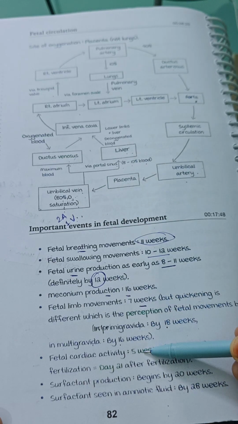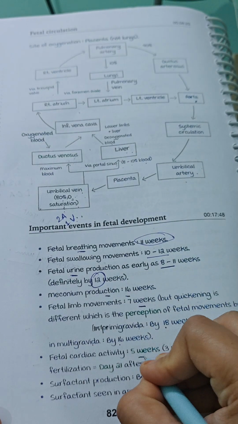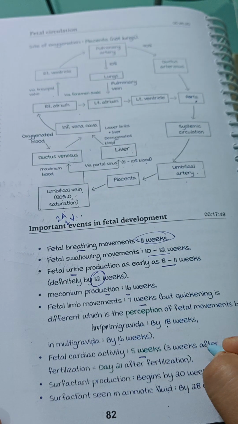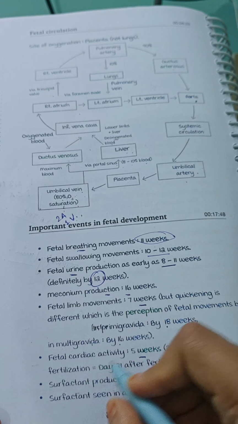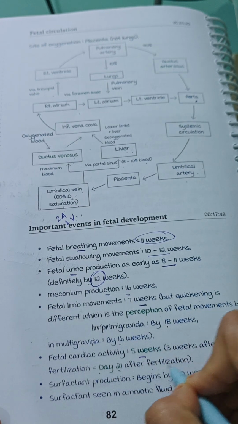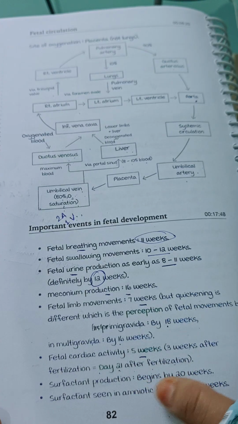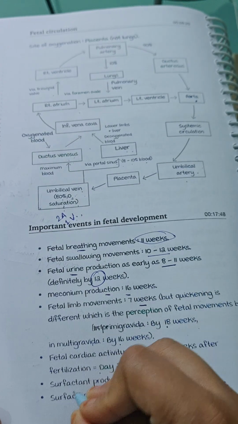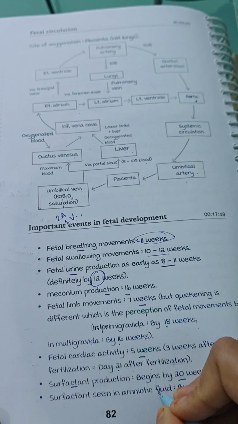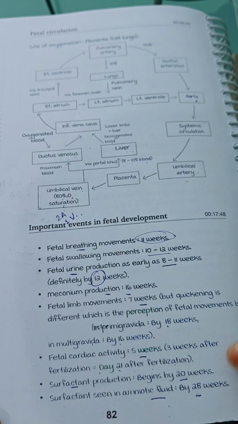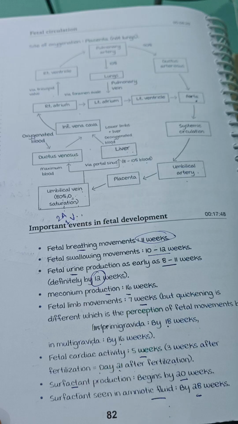Now coming to fetal cardiac activity. Fetal cardiac activity appears by 5 weeks in transvaginal ultrasound, and 3 weeks after fertilization, or day 21 of fertilization. Surfactant production begins by 20 weeks, and the surfactant is seen in the amniotic fluid by 28 weeks. So it takes around 8 weeks for the surfactant to appear in amniotic fluid. So these weeks are important from an exam point of view.